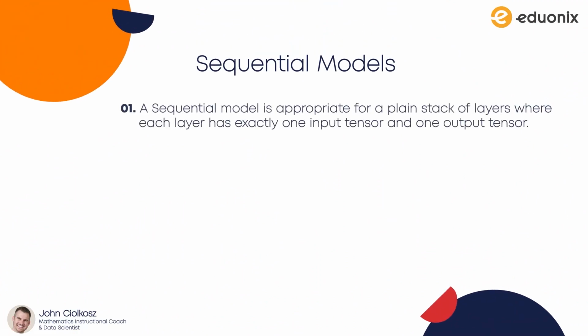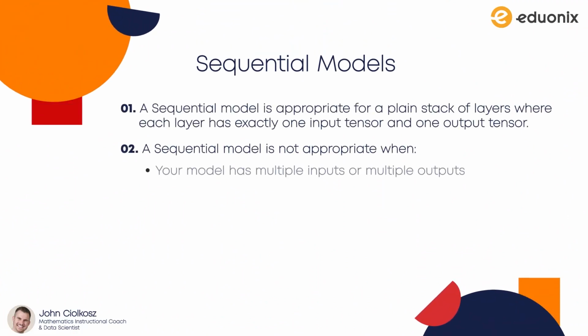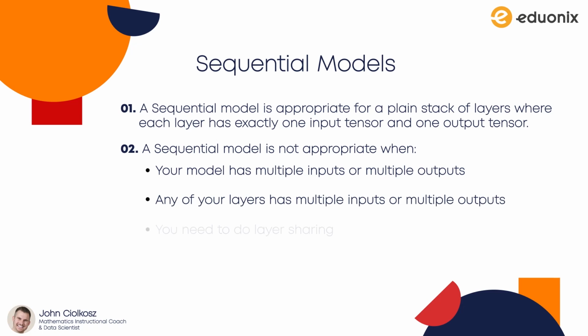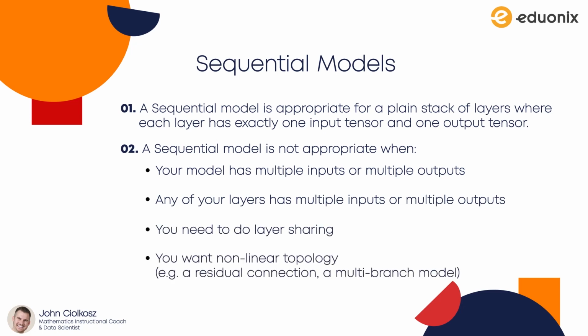So a sequential model is appropriate for a plain stack of layers where each layer has exactly one input tensor and one output tensor, meaning that it's inputting one piece of data and predicting one piece of data. So the shape is key here. That's one of the things we talked about yesterday when we were naming the shape argument. We need to decide what it's going to be. So when we're working with this, each layer of my model has one thing going in and its output is one thing as well.